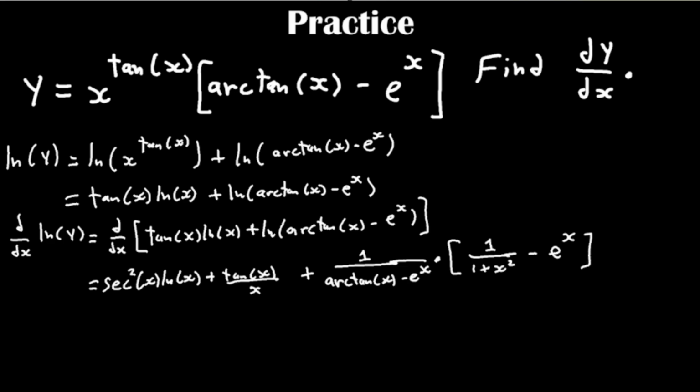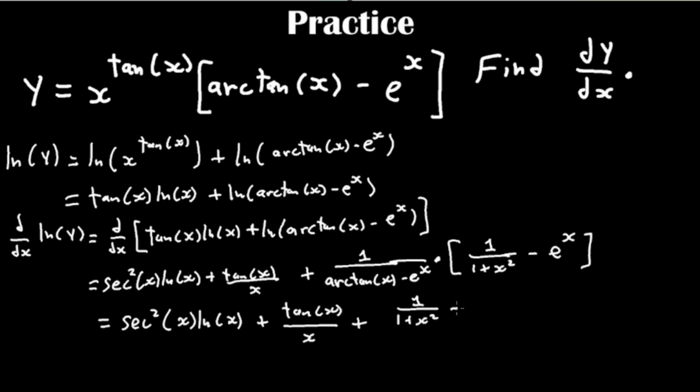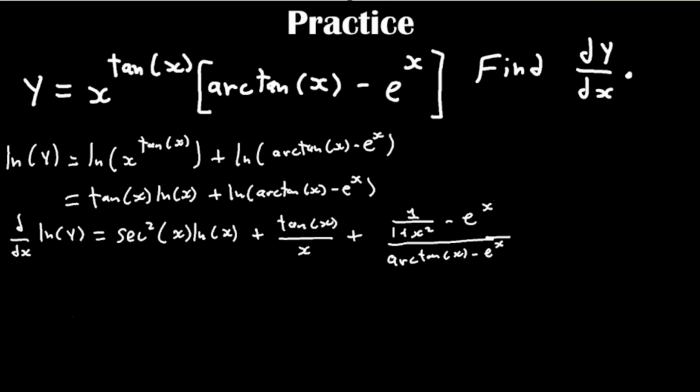So if we put this all together, we'll get... Okay, let's make a little bit of room. Alright, so for the derivative of the natural log of y, we know the derivative of the natural log of x, which is the outside function, is just 1 over x. And then the derivative of the inside is just dy dx.